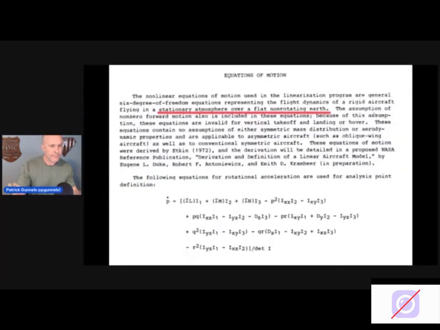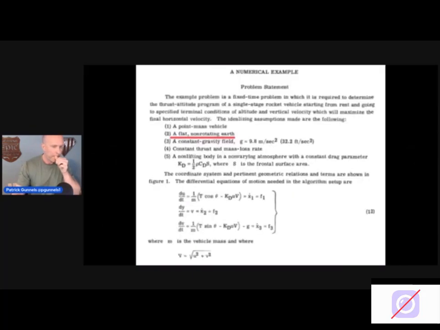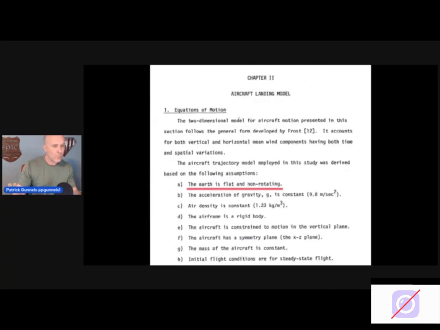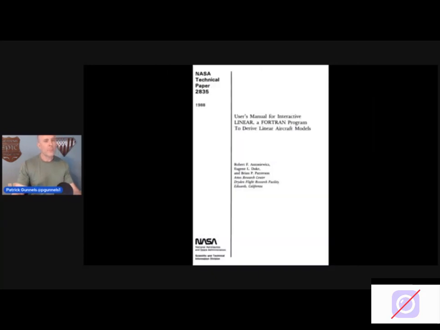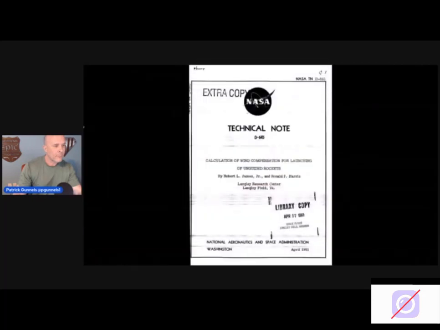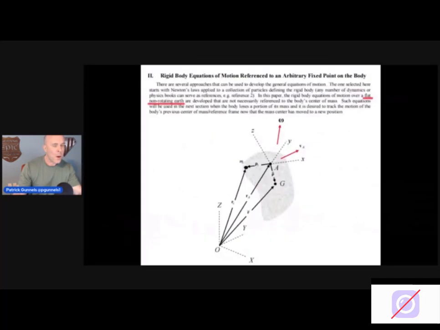NASA technical paper, stationary atmosphere over a flat, non-rotating Earth. NASA technical memo, a non-rotating Earth. MIT Department of Aeronautics and Astronautics, flat Earth. NASA memo, flat, non-rotating Earth. NASA contractor report, assumption based on the Earth is flat and non-rotating. NASA technical memo, flat, non-rotating Earth. NASA technical paper, stationary atmosphere and flat, non-rotating Earth assumptions. NASA technical note, flat, non-rotating Earth. NASA Langley Research Center, flat, non-rotating Earth.